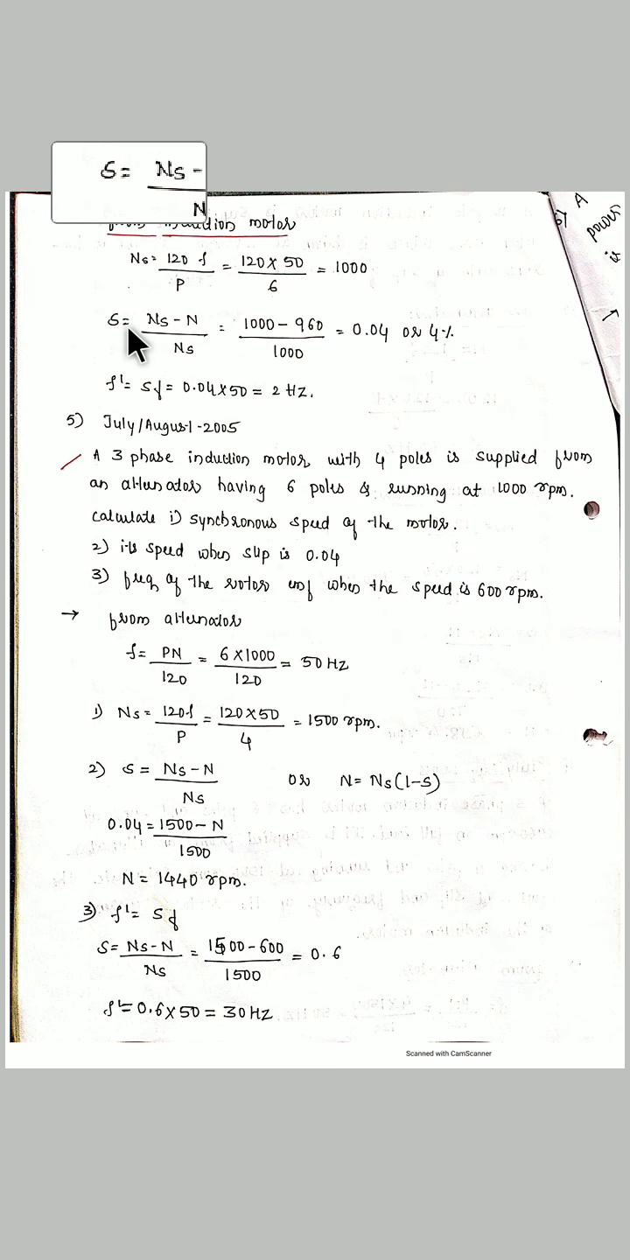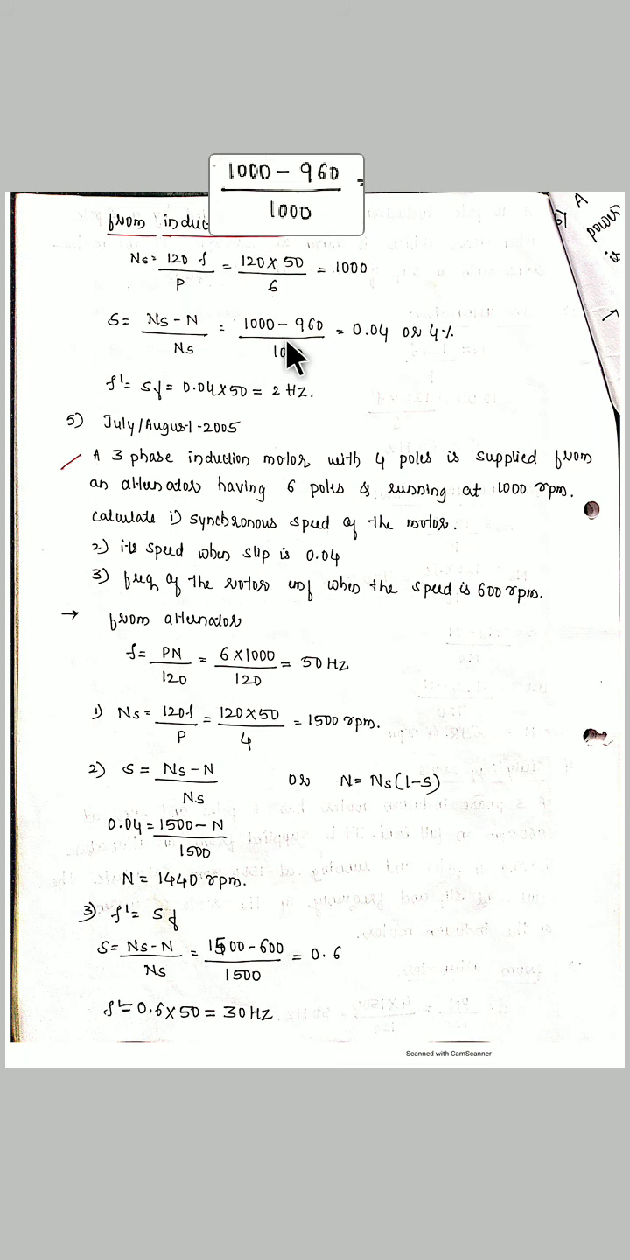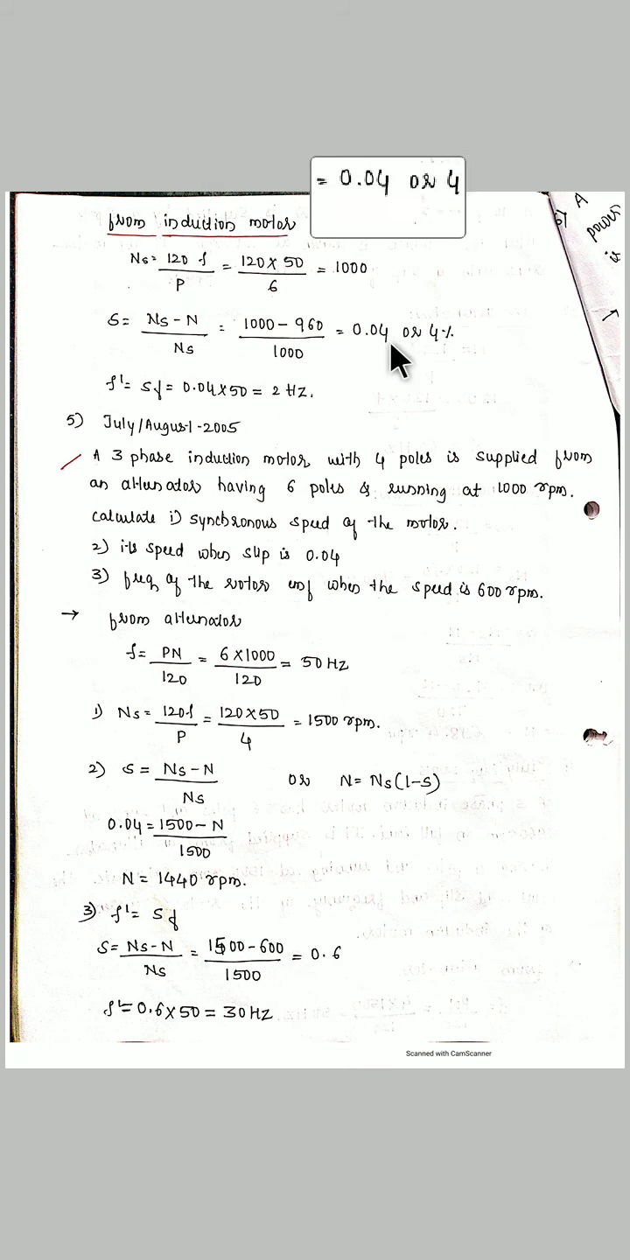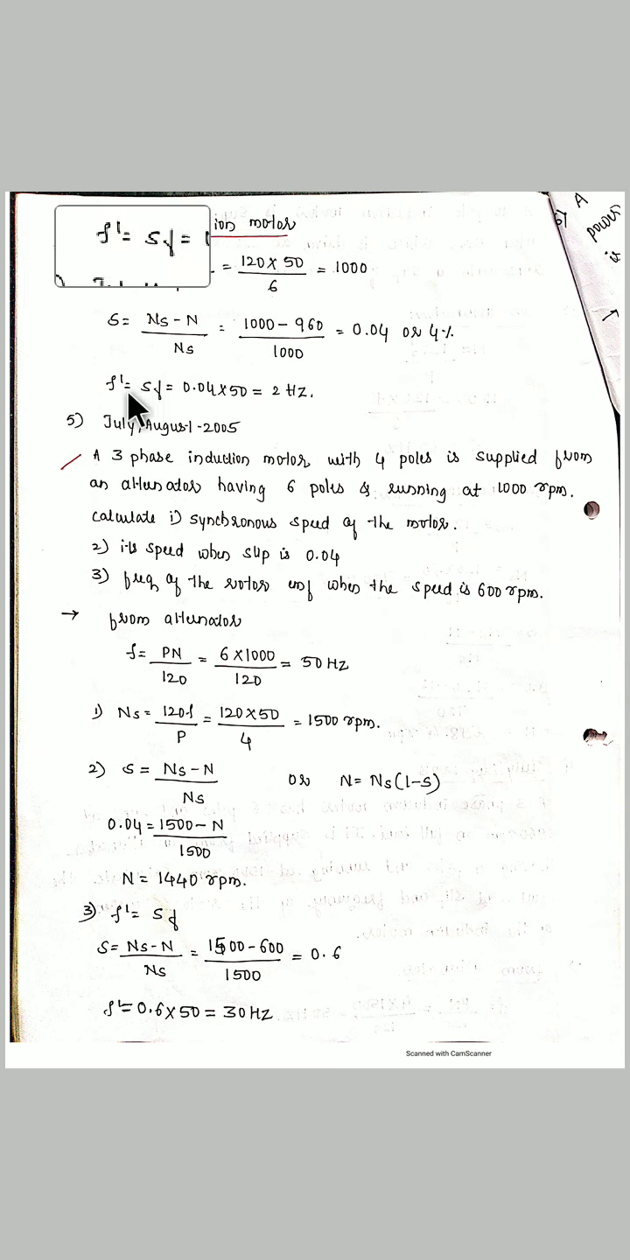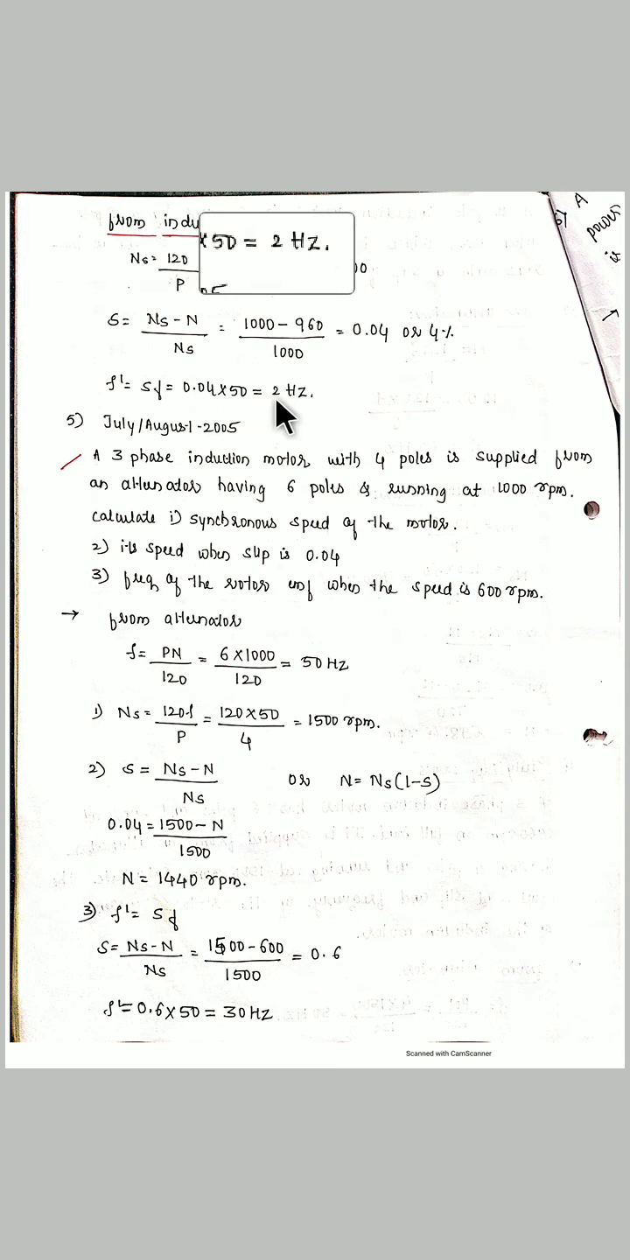Substituting in the slip formula, ns minus n divided by ns, where n is 960 as given in the problem definition and ns is 1000, I got the slip as 0.04, multiplied by 100 gives 4%. Next, f dash is equal to sf. S is the slip and frequency is 50 Hz, so I got the answer 2 Hz. So like this we have to calculate the problems.